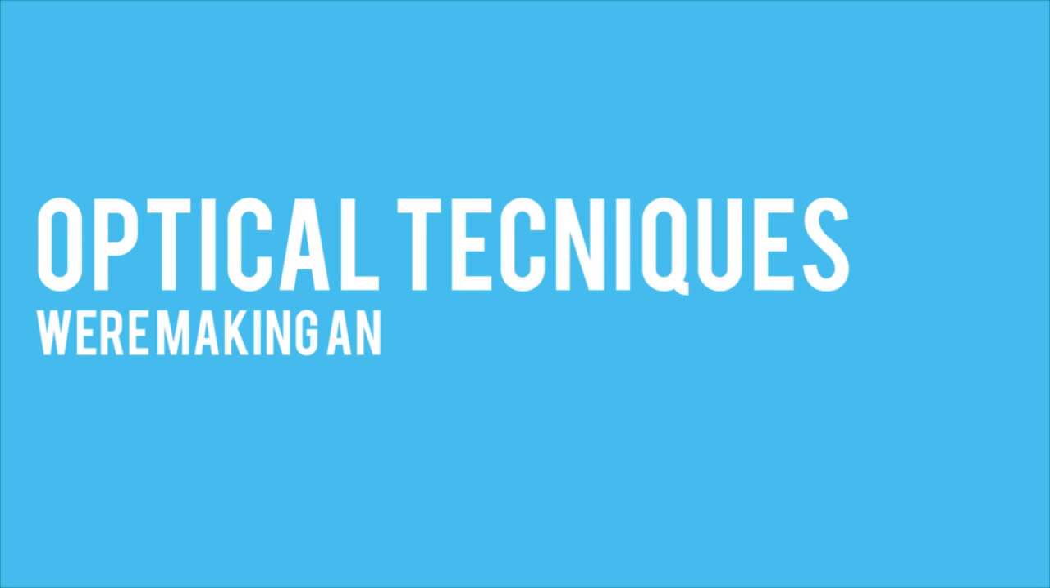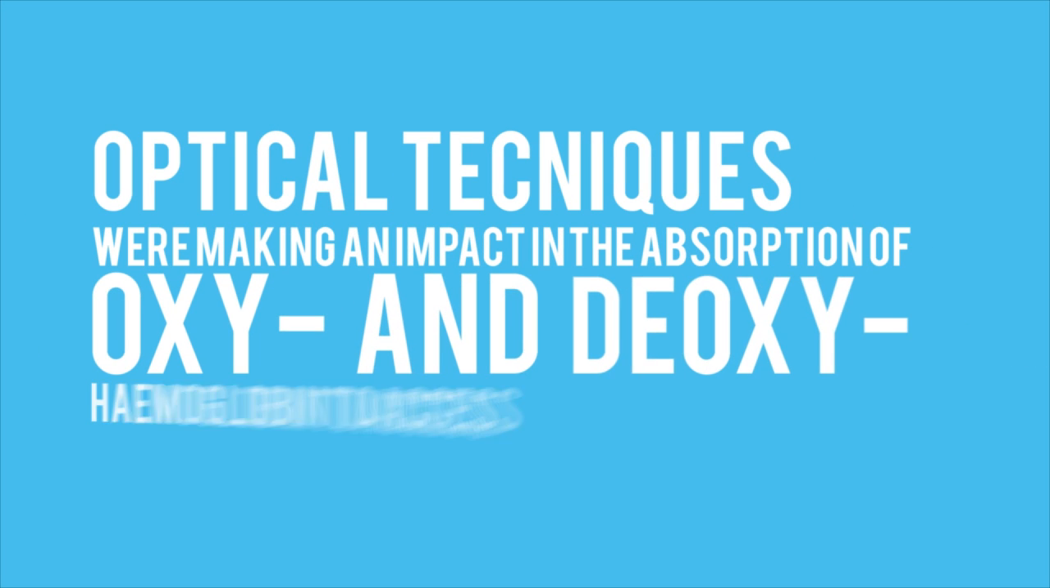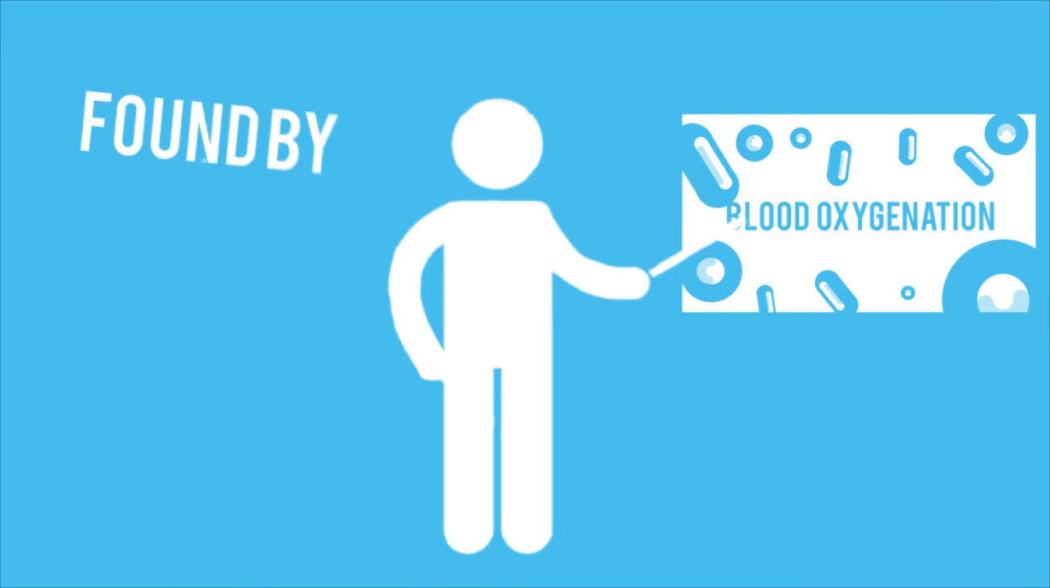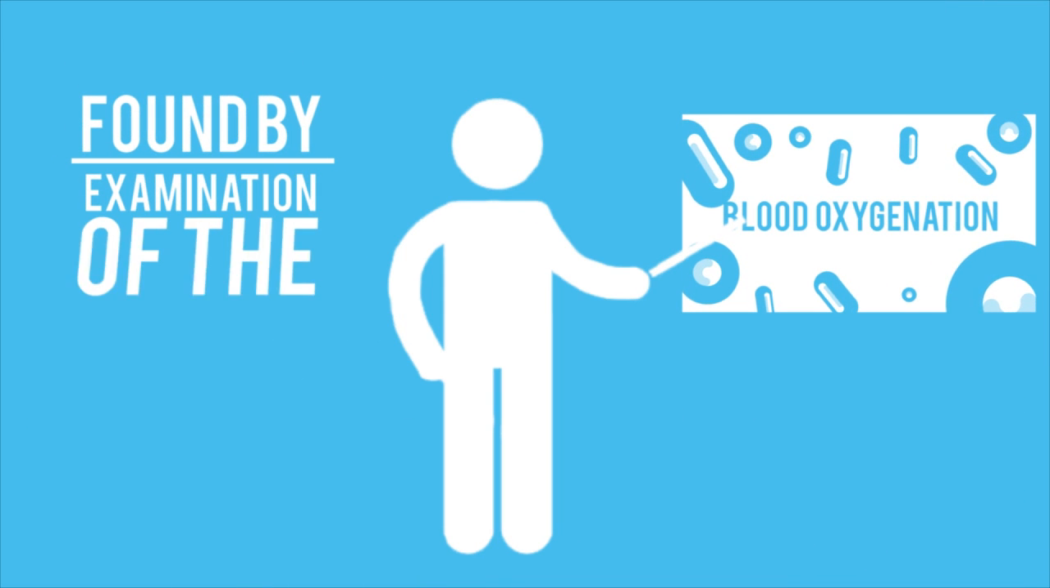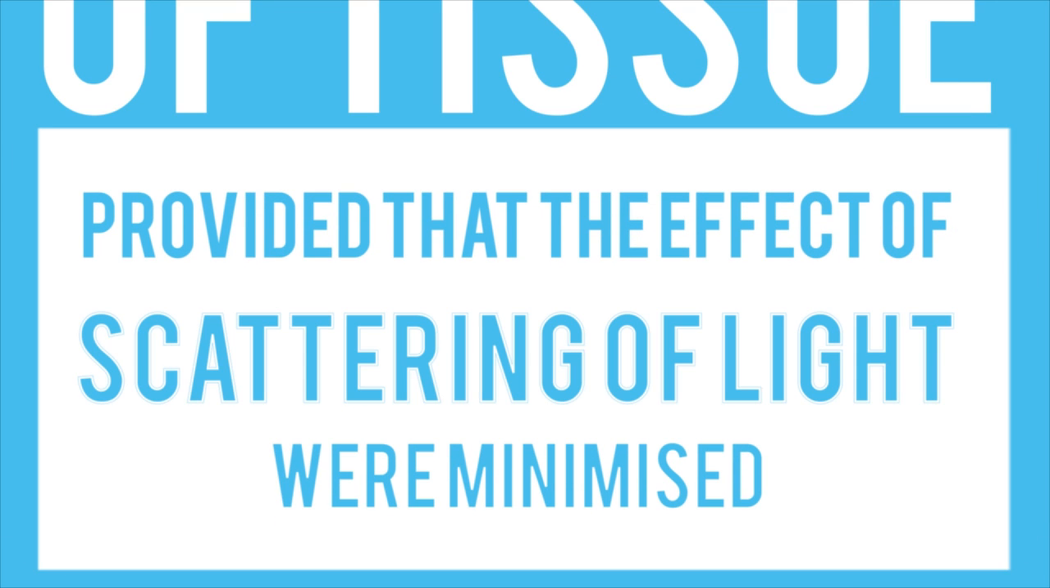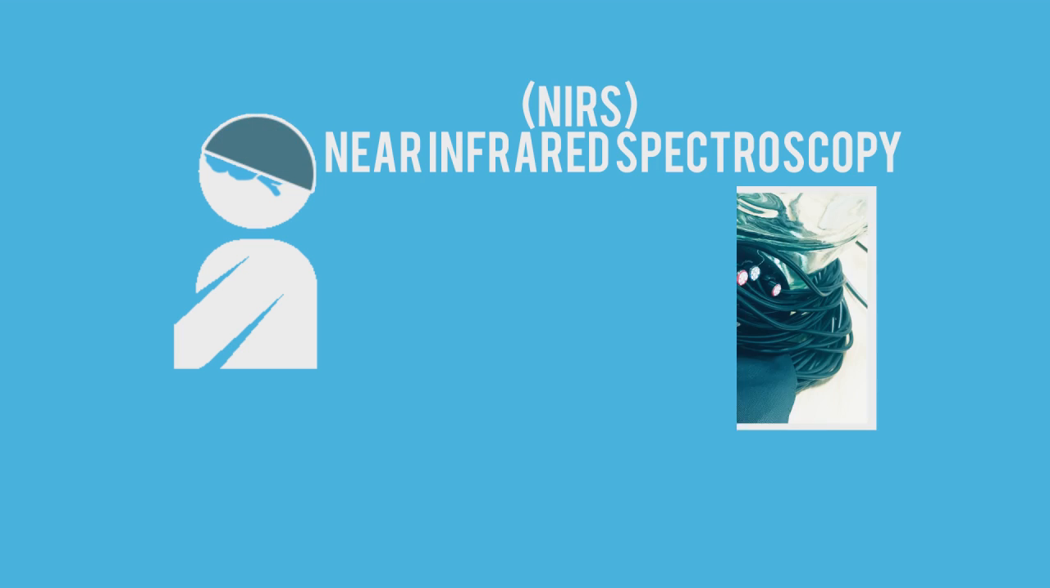Optical techniques make use of the absorption of oxy and deoxyhemoglobin to assess blood oxygenation. Biomedical optics found this useful information by examining the absorption of tissue, provided that the effects of scattering of light were minimized. Hence, near-infrared spectroscopy is performed at wavelengths at which absorption and scattering are low.